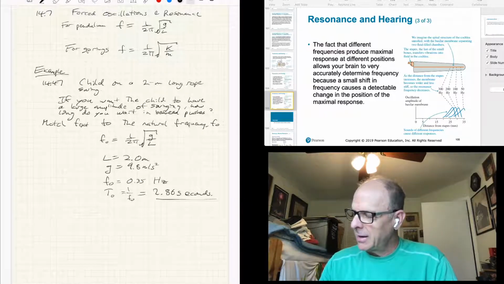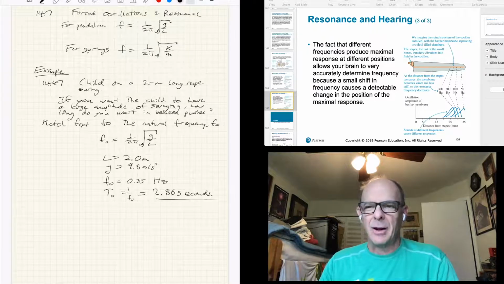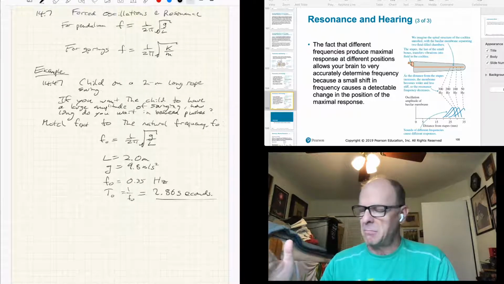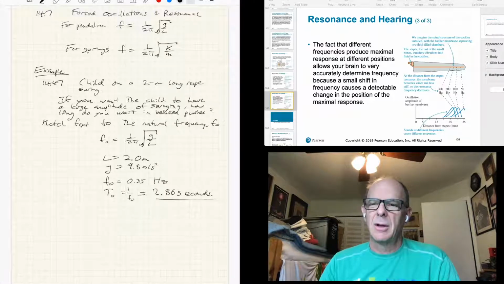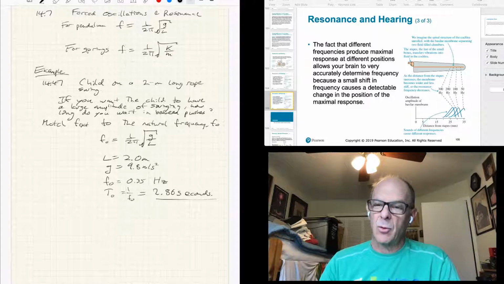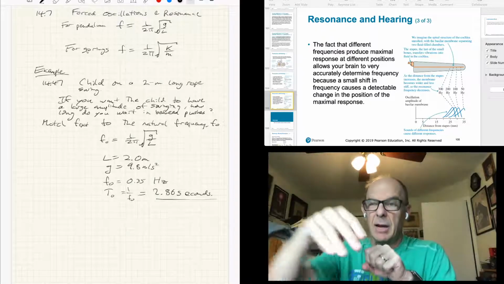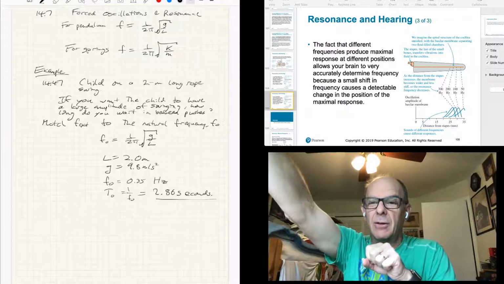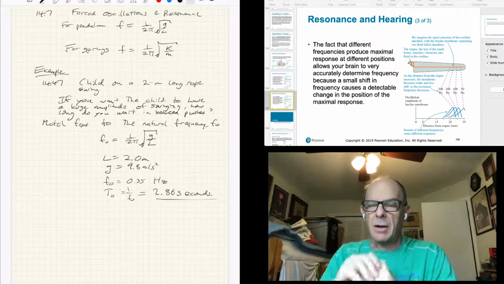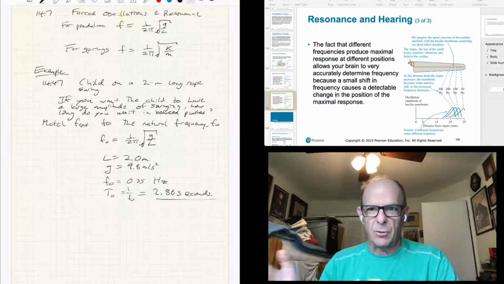And the other thing I wanted to mention is that we had said that it doesn't necessarily have to be matching this frequency. So suppose, for example, you pushed every 1.43 seconds. Well, if you're pushing every 1.43 seconds, that means you're also pushing every 2.86 seconds. Half of your pushes are in empty space when the child is at the far extent, but the other half are when the child is there. So you would still grow the amplitude.